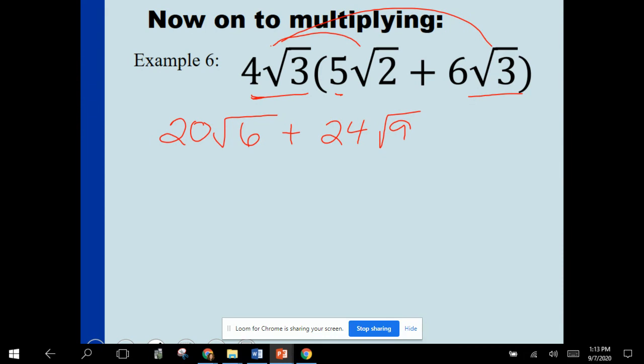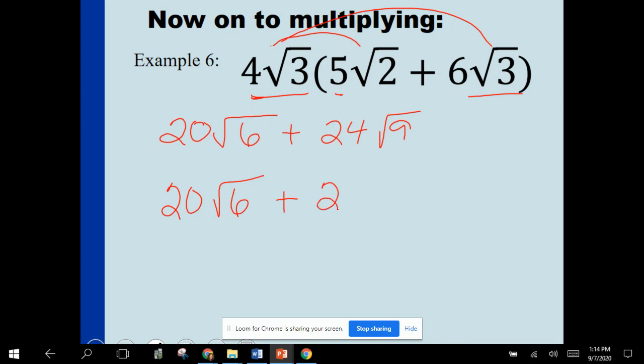Next step is to see if we can simplify anything. So I look at the first radicand and it's a 6. And I know that the only factors of 6 are 1 and 6 and 2 and 3. None of those are perfect squares, so I just have to leave that as it is. The next one is a 9. And 9 is a perfect square in itself, so it can be simplified.